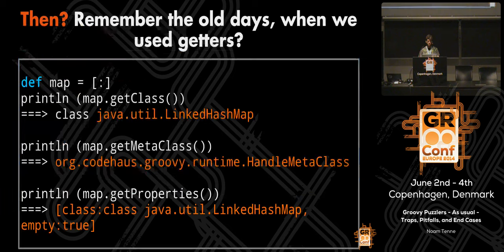And your alternative is getters. You might not remember this, but we used to use getters once. It's a long time ago, I know. You might not remember it. But getters are making a comeback with maps. If you want to know the metaclass or the class or the properties of the maps, you can use getters, and it's all great. It's all fine.